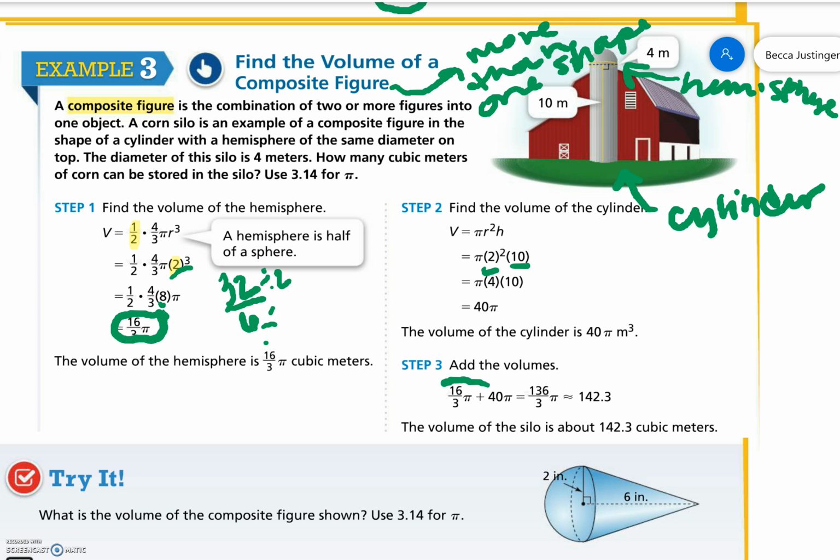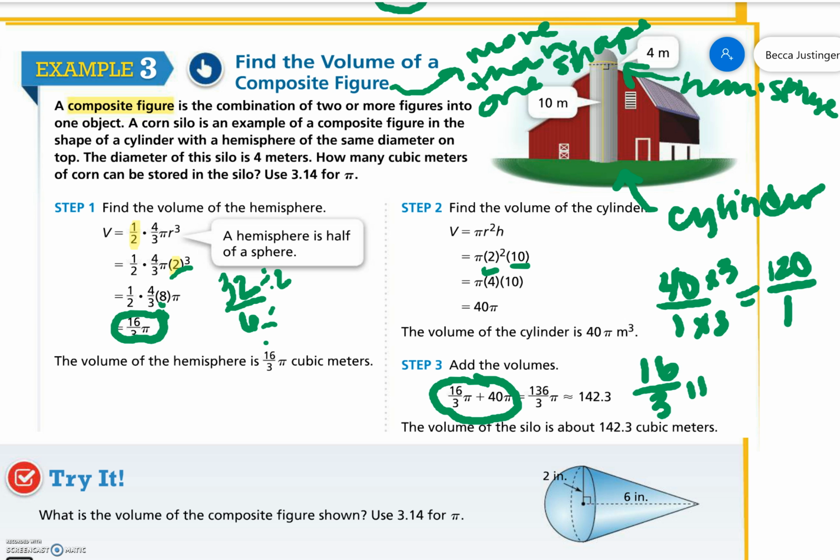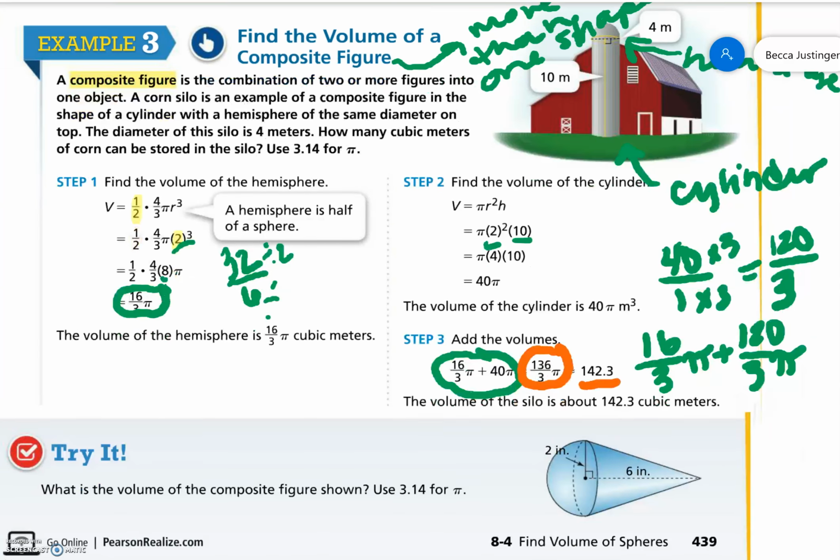So now we can add those together, 16 over 3 pi plus 40 pi. To add those together, we have to have the same denominator. So I want to change 40 over 1 to be over 3. 40 times 3 is 120 over 3. So that's 16 over 3 pi plus 120 over 3, oops, this was supposed to be 3 pi. Add them together, we get 136 over 3 pi, which is about 142.3 cubic meters.